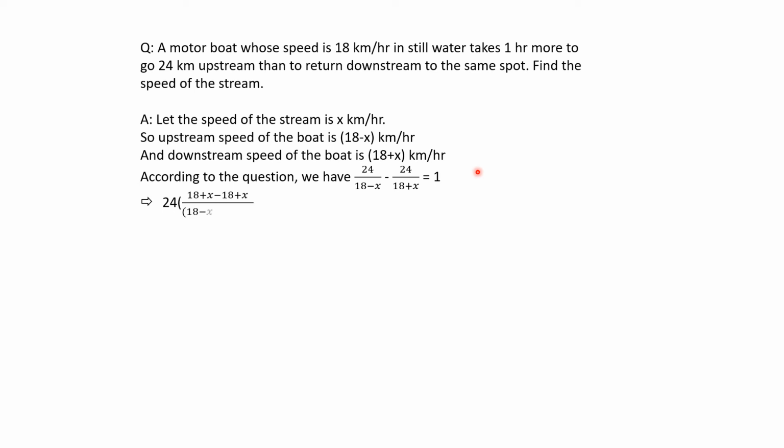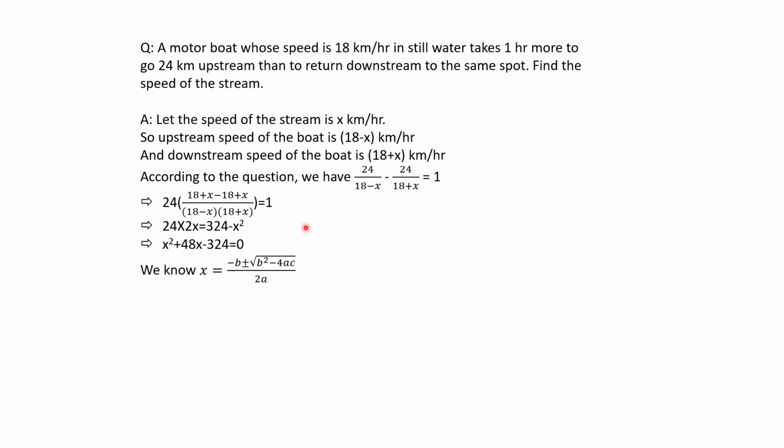Or we can take 24 common. If we take 18 plus x into 18 minus x as LCM, the numerator will be 18 plus x minus 18 plus x by 18 minus x into 18 plus x equals 1. Here 18 and minus 18 get cancelled, or we get 24 into 2x equals 324 minus x square, because in the denominator it is a minus b into a plus b. So 18 square is 324 minus x square, and this we have multiplied with 1. Taking all the terms to one side of the equal to sign, it is x square plus 48x minus 324 equals 0.